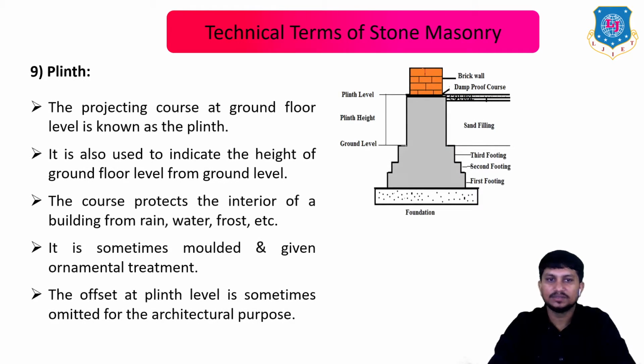Next is plinth. The projecting course at ground floor level is known as the plinth. You can clearly see plinth level in this figure. It is also used to indicate the height of ground floor level from the ground level. The course protects the interior of a building from rain, water, frost, etc. It is sometimes molded and given ornamental treatment also. The offset at plinth level is sometimes omitted for architectural purposes.